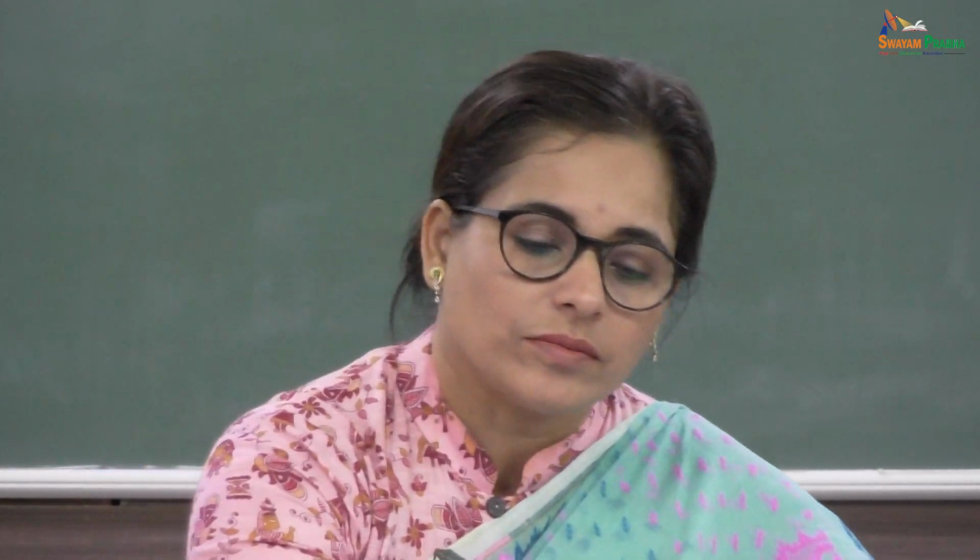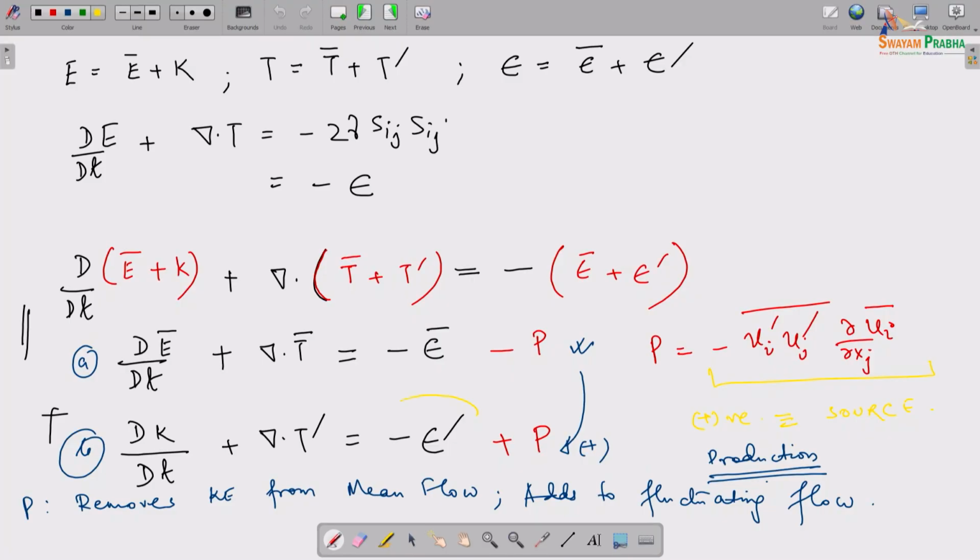The B part, right? So as we said here, this one, this is the dissipation of the fluctuating part of the turbulent K, or is it simply the dissipation, right? If I look at this term here, okay.